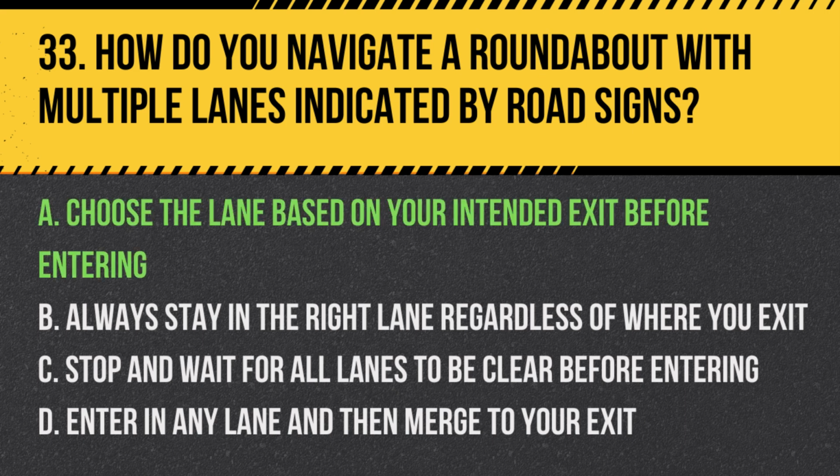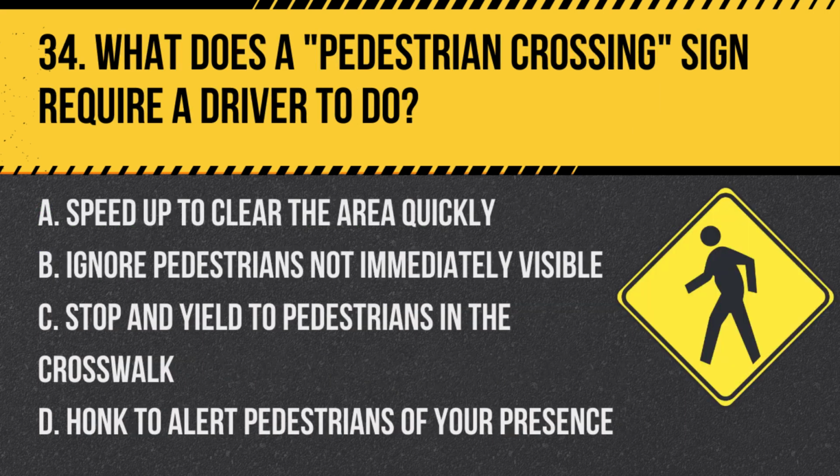Answer A. Choose the lane based on your intended exit before entering. It's important to be in the correct lane upon entering to safely exit the roundabout. Question 34. What does a pedestrian crossing sign require a driver to do? A. Speed up to clear the area quickly. B. Ignore pedestrians not immediately visible. C. Stop and yield to pedestrians in the crosswalk. D. Honk to alert pedestrians of your presence.